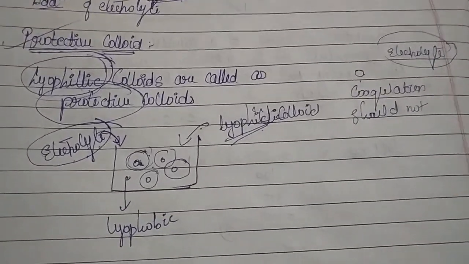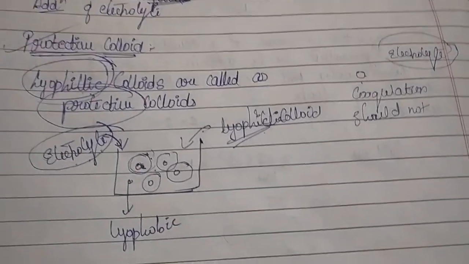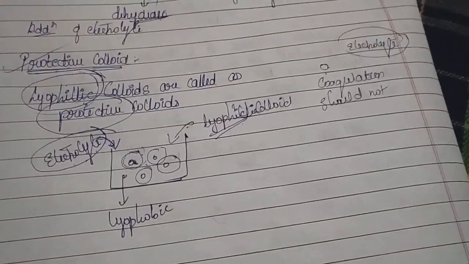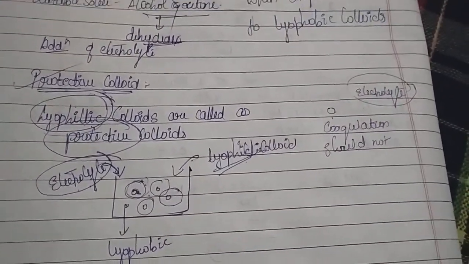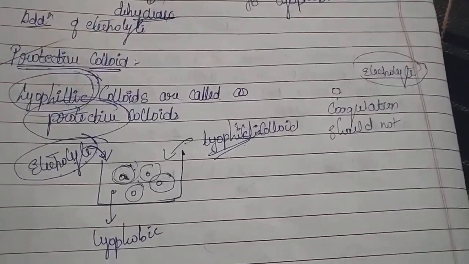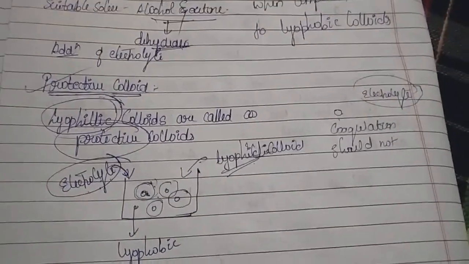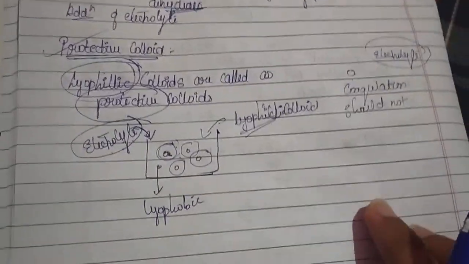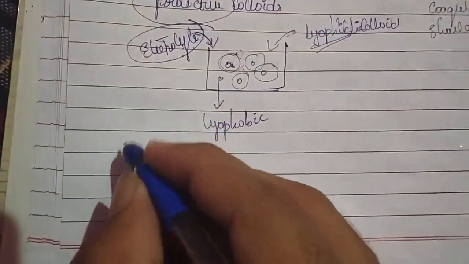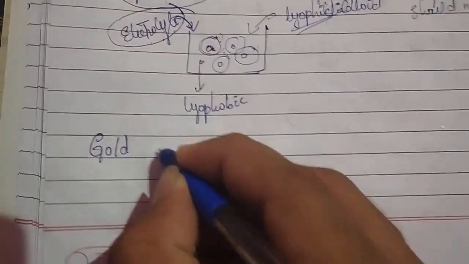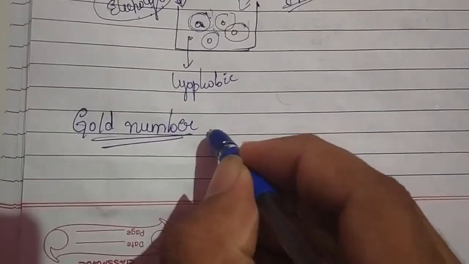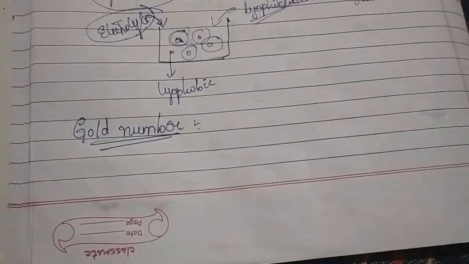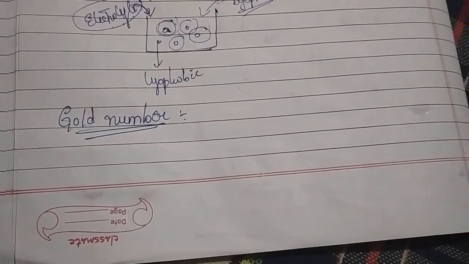Because there are many such lyophilic colloids present, it could be your starch, it could be your hemoglobin. Now the question arises: how much of this lyophilic colloid has to be added in order to protect your lyophobic colloid from coagulation? An important concept was introduced, which is called the gold number. Very important for your competitive exams once again. Gold number. So now let us understand what we mean by this gold number.